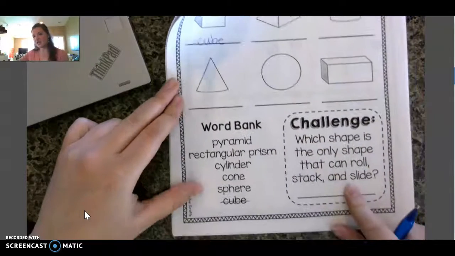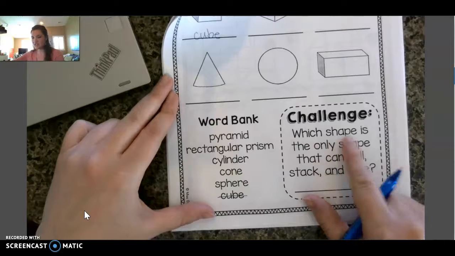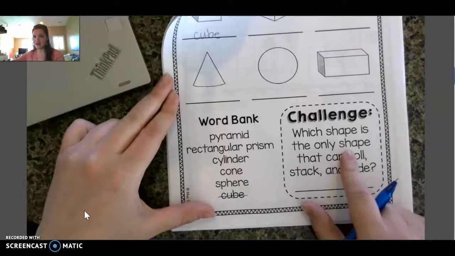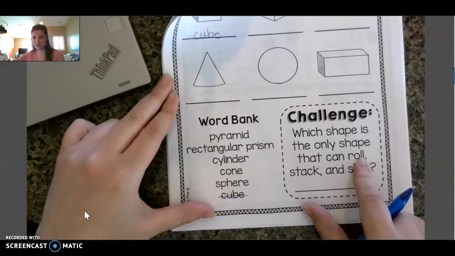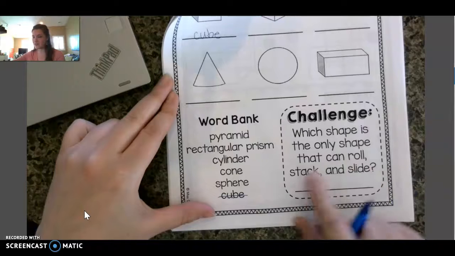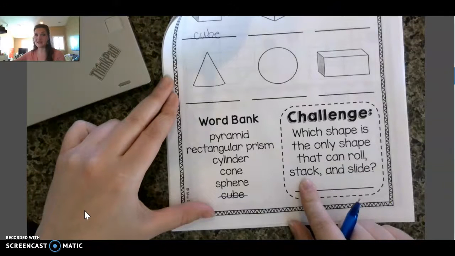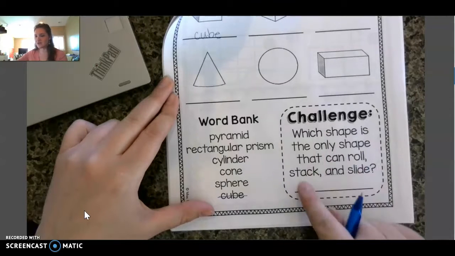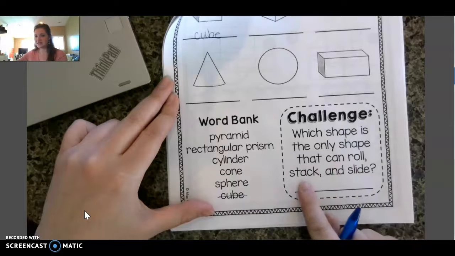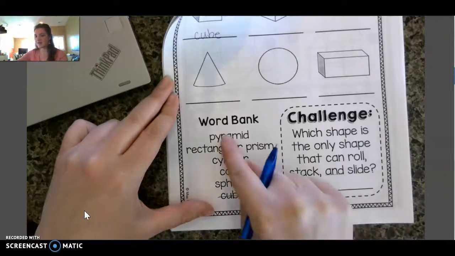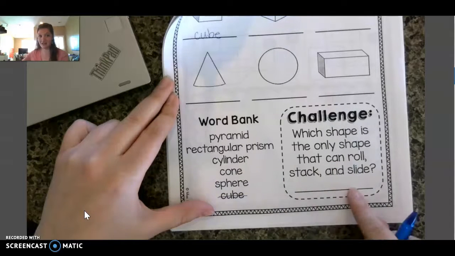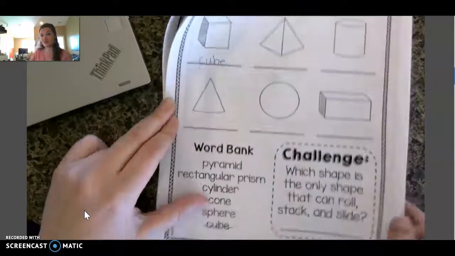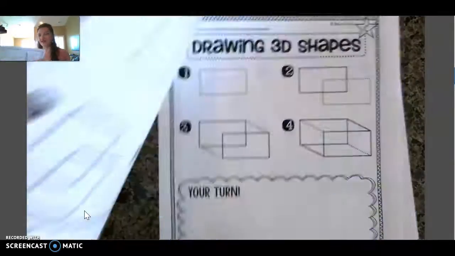And then there's a challenge question. Which shape is the only shape that can roll? So that means there's a round side to it. Stack, which means it has a bottom and a top. And slide, which means it has flat sides. So think which of the shapes can roll, stack, and slide, and write the name of that shape on this line. Okay, and then these answers will be there for you tomorrow to check and see if you got them all right.